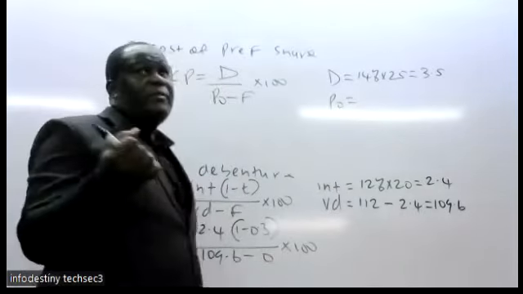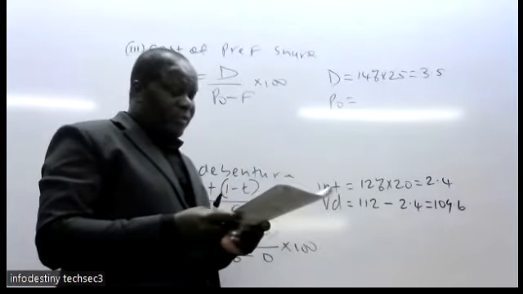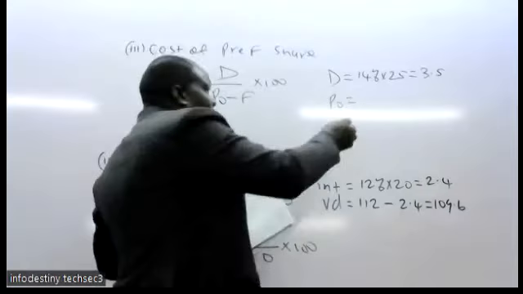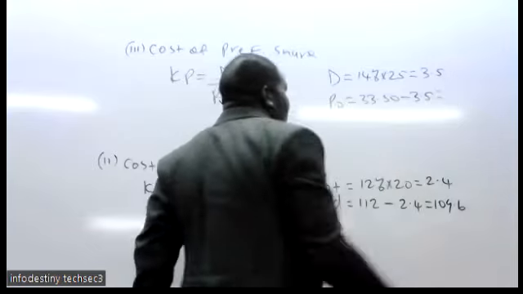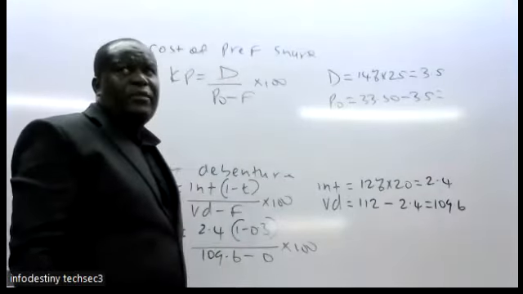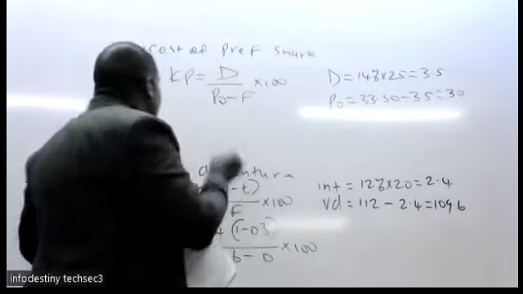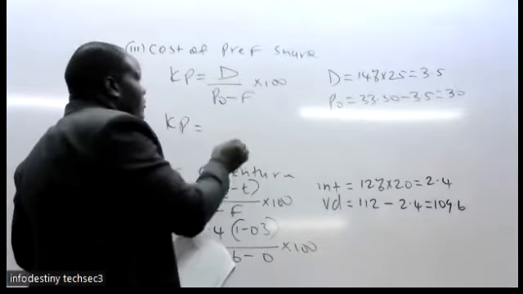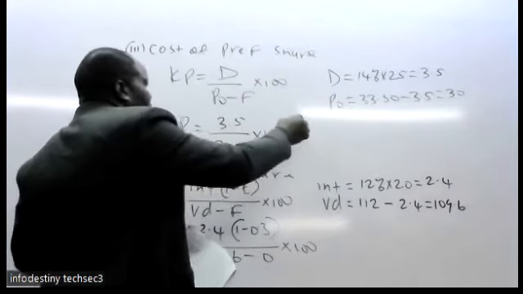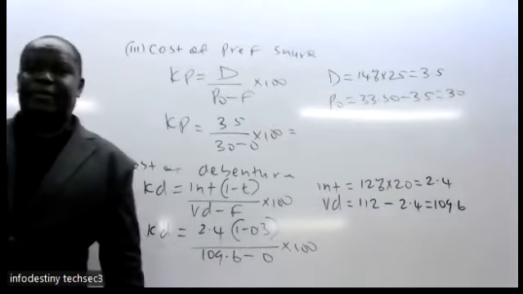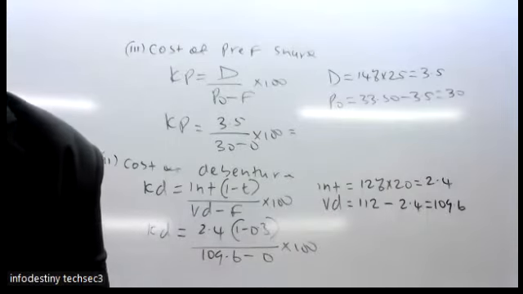Now after that, we also need to get our P0. P0 must always be ex-dividend. In note number 6, are you able to see the current price is cum dividend? So you take the 3.50, you subtract the dividend which you have calculated, 3.5. So when we do that, we end up having which price? 30. So now at that point, you compute your KP, which will be 3.5 divided by 30. There was no flotation cost. Then express it as a percentage.